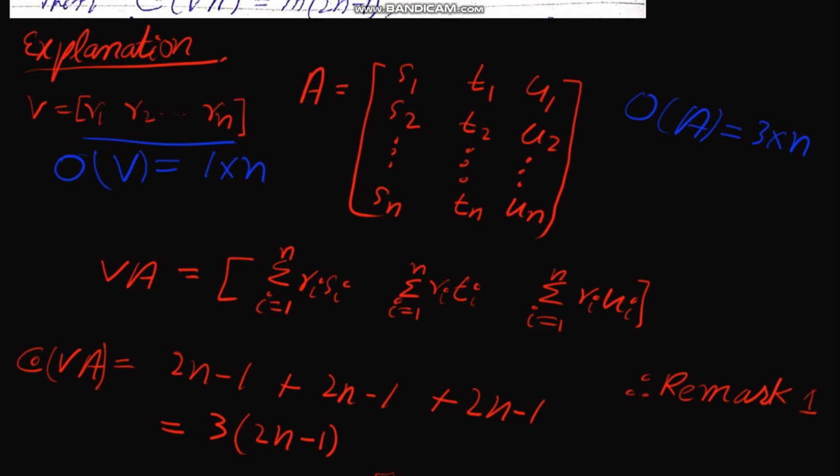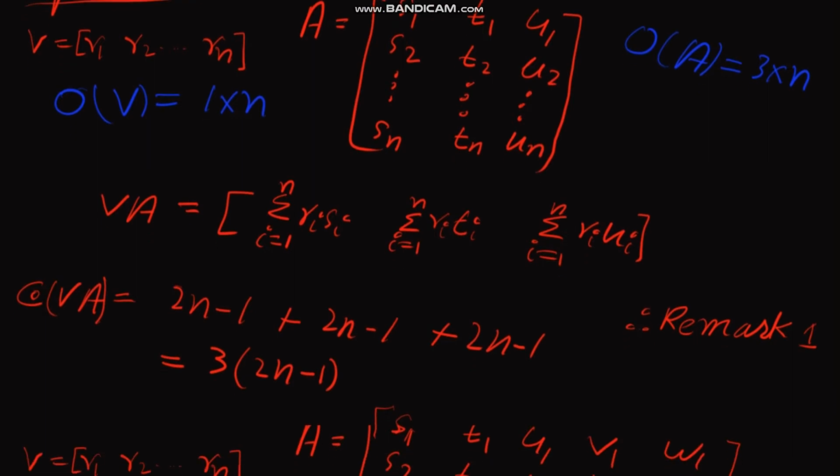I have written this whole product in the summation form to make our work easy. Now remember from remark 1, when we multiply this row by column, our cost is 2n minus 1. So how many such vectors are there? There are 3 such vectors. Now count here, there are 1, 2, 3. So we add this cost 3 times.